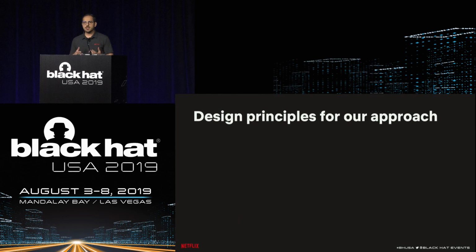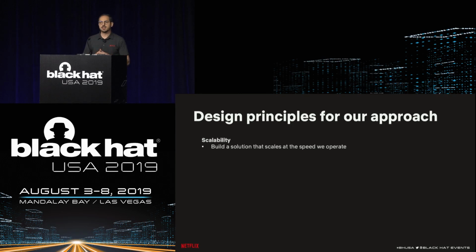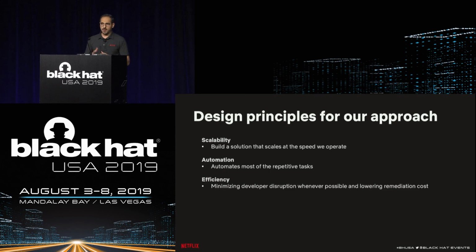So given this large-scale microservice architecture, we need to come up with some core design principles that will help support our approach. The first thing is scalability. We want to build a solution that can scale at the speed we operate. We want to have automation, so we're going to automate as much as we can. We want to ensure efficiency, meaning we want to minimize developer disruption and also lower the remediation cost.